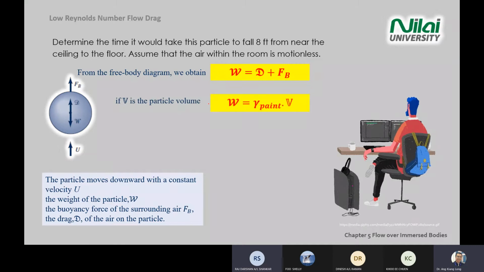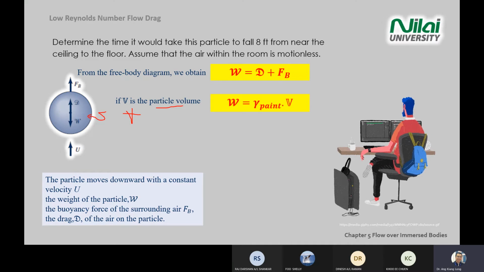Okay, good. So if this letter V is a particle volume, I will use a special symbol to represent the volume. You should know how to calculate volume for a sphere, right? So you can find the weight of the paint: you take the specific weight times the volume, and you'll get the weight.